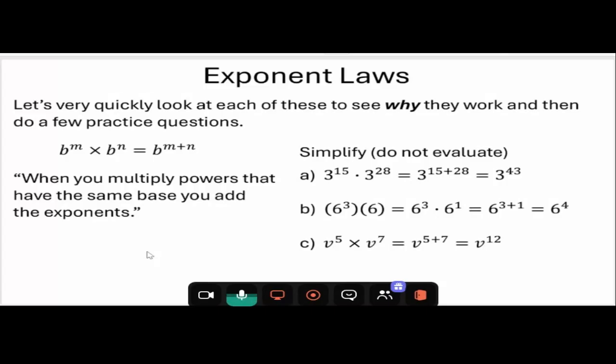All right, so there's rule number 1. When you multiply and the bases are the same, add the exponents. And I'm going to probably say a whole bunch of times, if the bases aren't the same, don't try to do anything, because you can't.